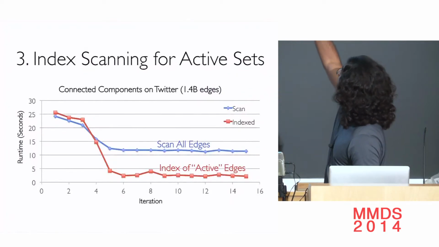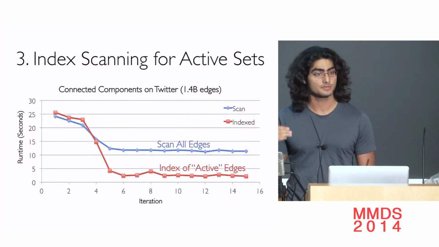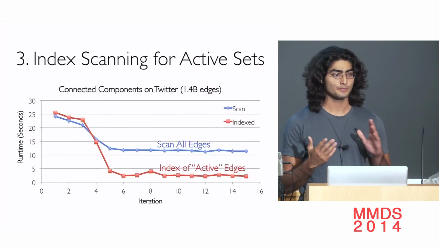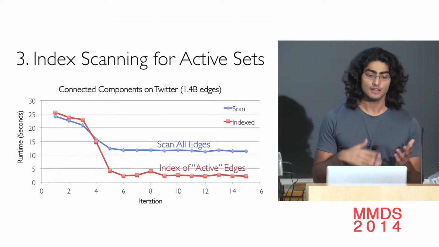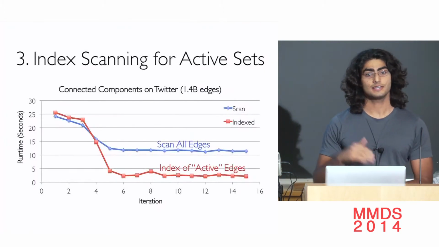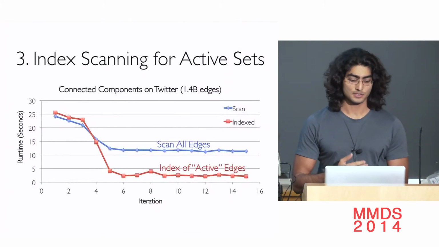So here, the runtime per iteration drops substantially in later iterations. And what we currently do is switch between a naive full scan and an index scan when the number of active vertices hits some threshold, so say 80%.